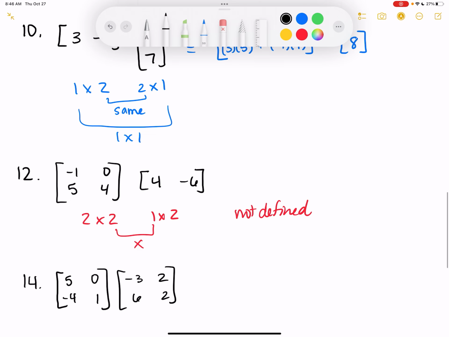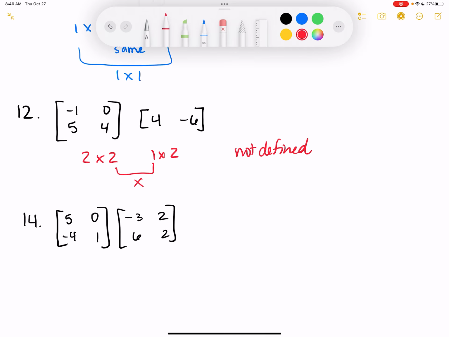All right, so what are these both? 2 by 2. Both 2 by 2. So middle terms are the same, so I'm going to get a 2 by 2 as my result. So what do I multiply here to put in the first one? 5 times -3. Yep. Plus -4 times 2. Yep. Or 0 times 6. Yep.